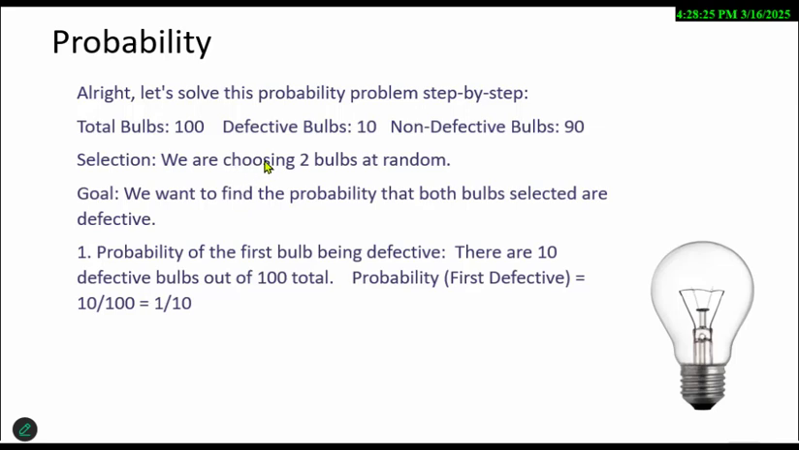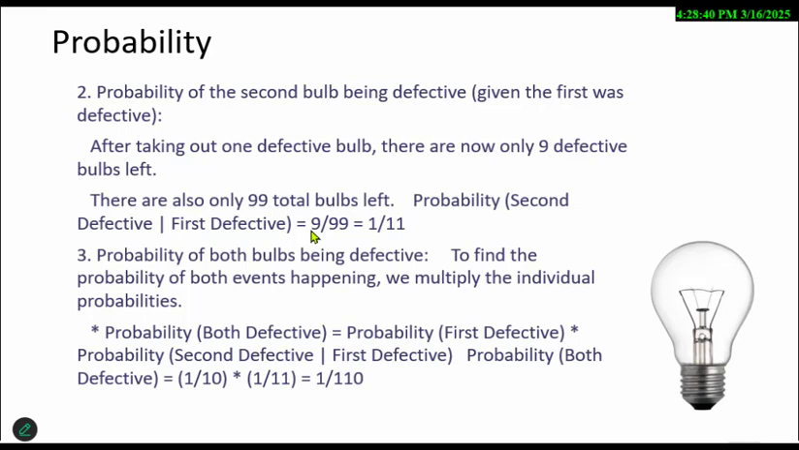But now, when we do the second one, it isn't a 1 out of 10 chance because we took out one of the bad bulbs. So it's a 1 out of 10 chance for the first bulb, and for our second bulb, there are 9 bulbs left that are defective and 99 total. So now it goes to 1 out of 11, which is like 0.09. So the chance of both of them being defective is 0.1 times 1 divided by 11, or 1 out of 110.